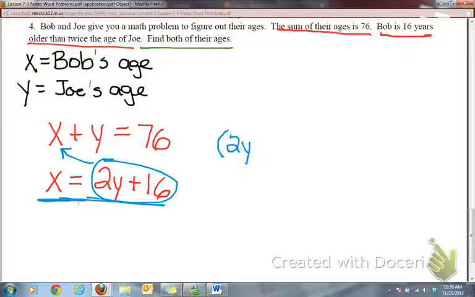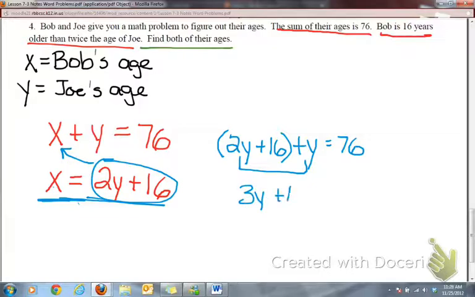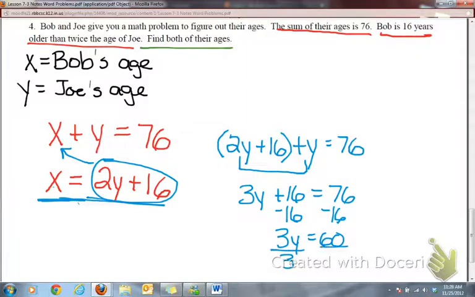That's going to give me 2y plus 16 plus the other y that's in that top problem, and then equals 76. Parentheses don't really matter because there's nothing to distribute and it's all adding. So we can just combine our y's here. 2y plus y is 3y plus 16 equals 76. And then continue to solve for y, so subtract 16. 3y equals 60. Divide by 3.